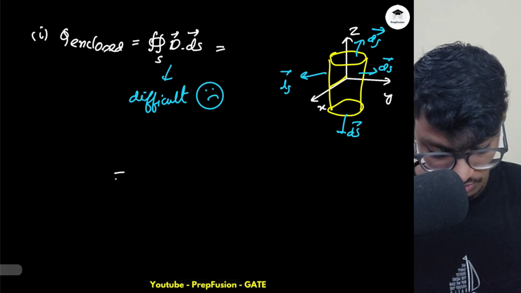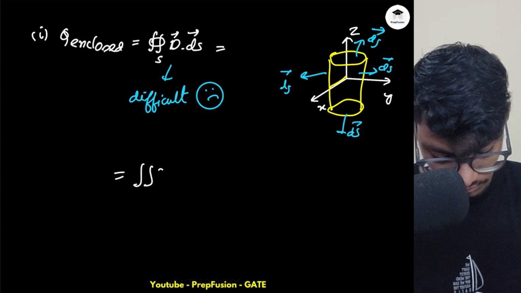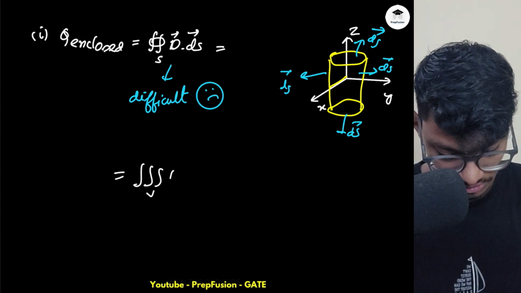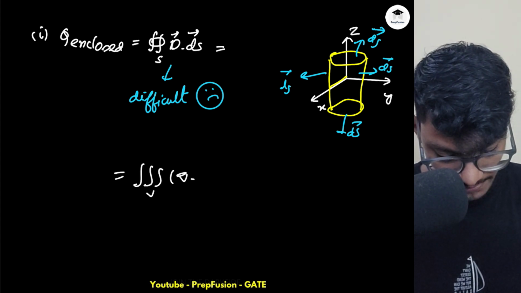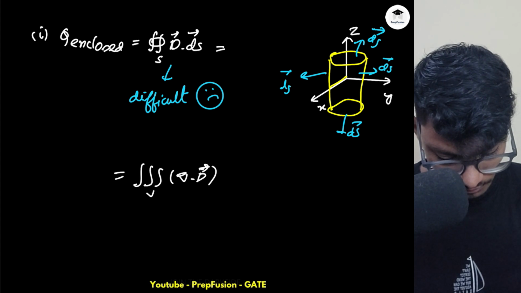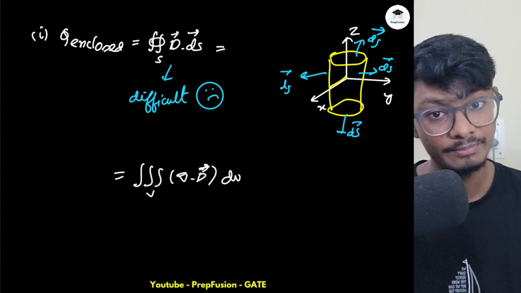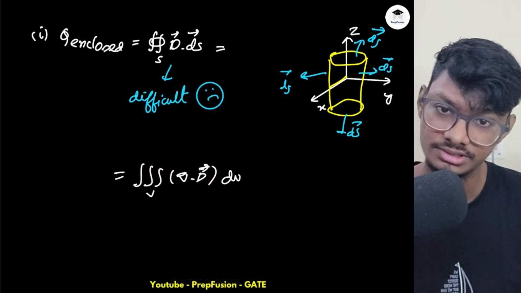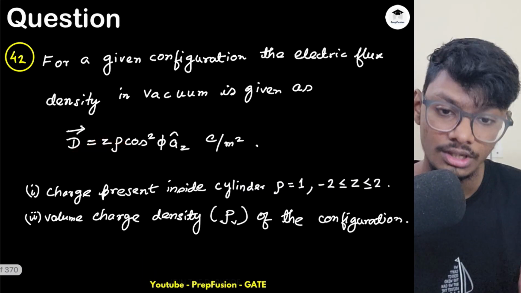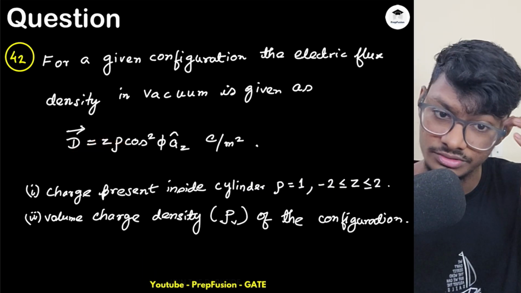So what I will do, I will use this formula: volume integration of del dot D dv. Now, do you understand why in basics I taught you how to find the divergence in other coordinate systems? Now we'll use this. What is del dot v?